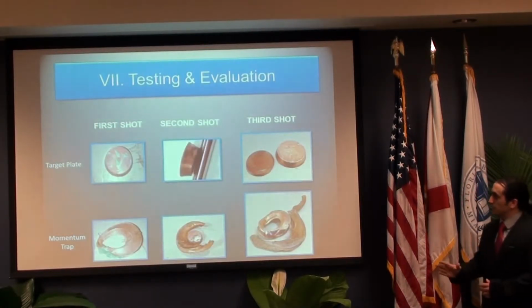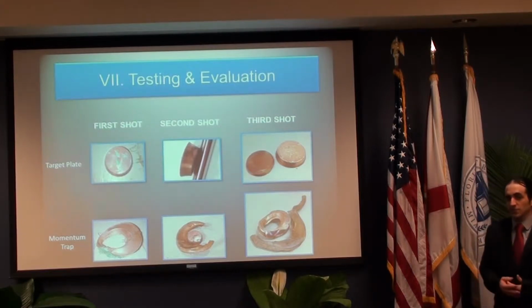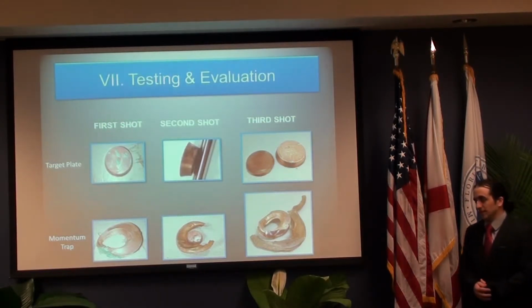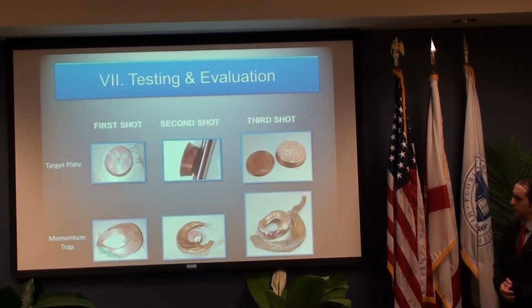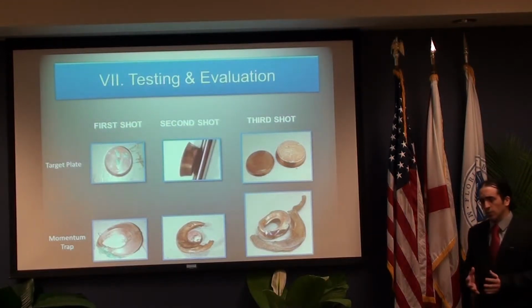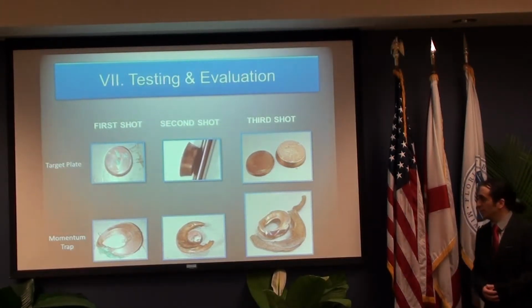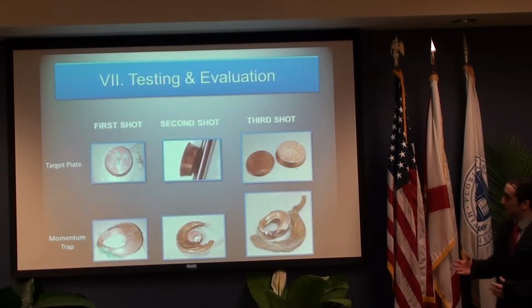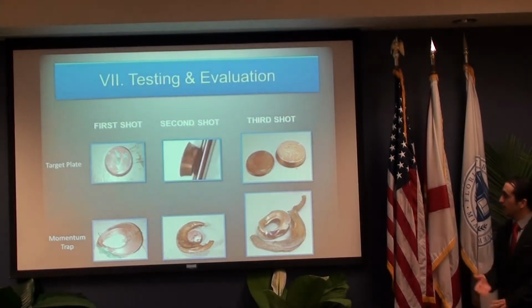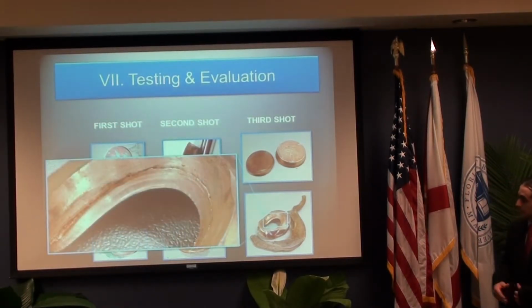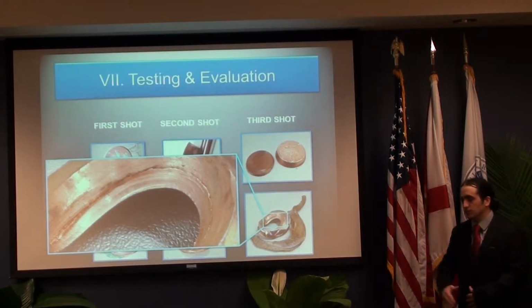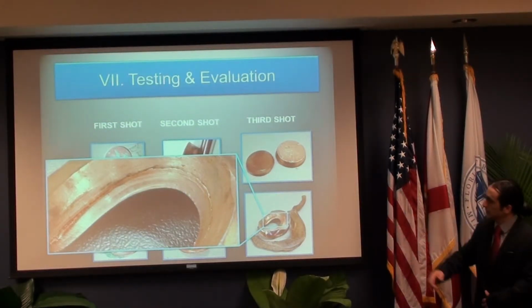Now what you see here are the first 3 shots. On the top is the recovered target, and below it is the momentum trap. For the first 2 shots, you see the target is all in one piece, so no visible spall occurred. But for the third shot, you see complete spallation, and it just cut in half. And you see in the momentum trap, in the exploded view, the shock wave actually extended into the momentum trap. You see the line there.